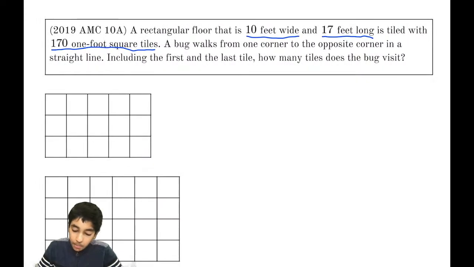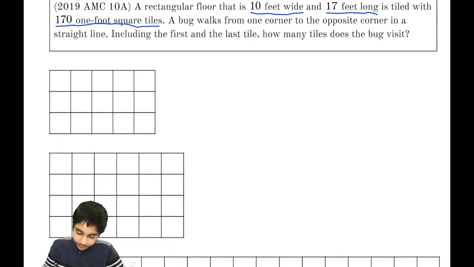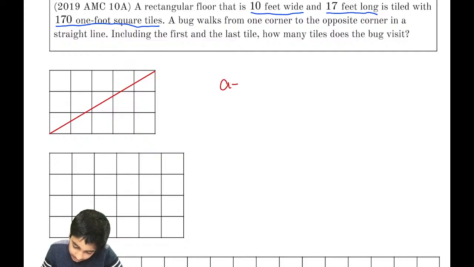So this is actually a really cool property about grids. Whenever you draw a line between 2 points in a grid, the number of squares it will pass through is given by the formula A plus B minus the GCD of A and B. And I'll explain why this is true in a moment.